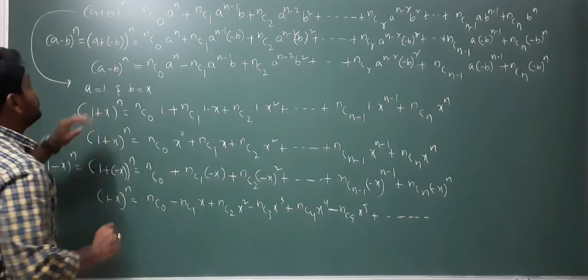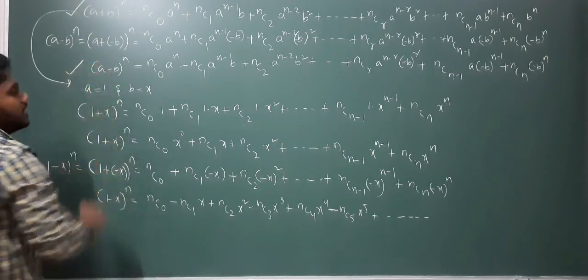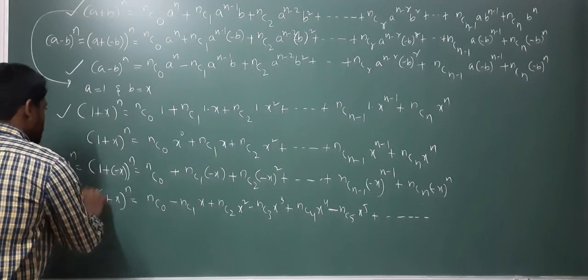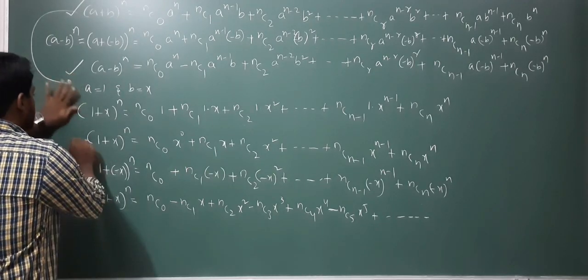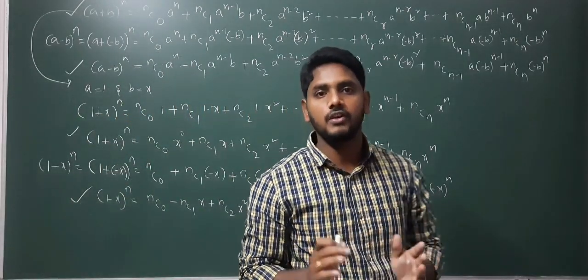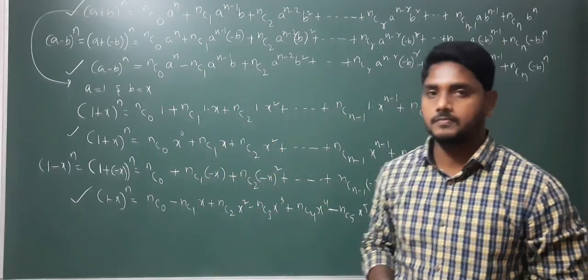So these four are very important. One is (a plus b) whole power n, next is (a minus b) whole power n, next (1 plus x) whole power n, and the last is (1 minus x) whole power n. Based on this we will get two formulas based on binomial coefficients. So until then, pause the video to note it down.